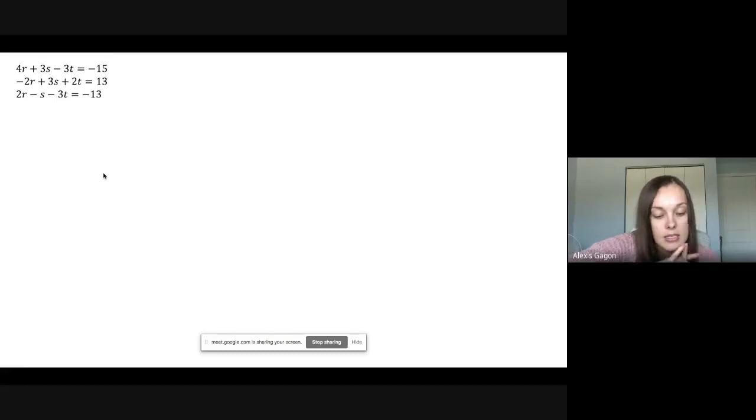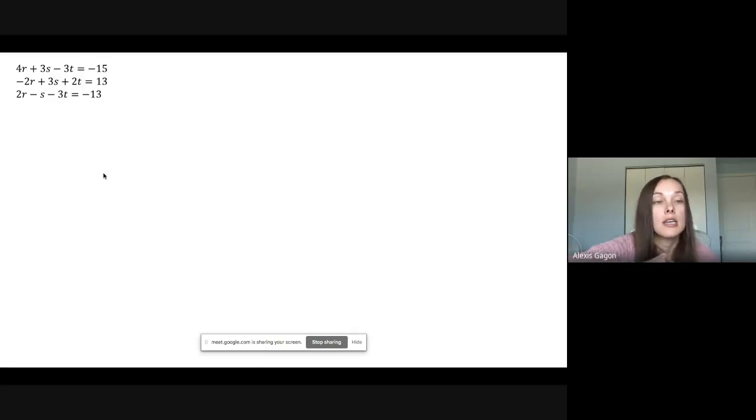4r plus 3s minus 3t equals negative 15. Negative 2r plus 3s plus 2t equals 13. And 2r minus s minus 3t equals negative 13.